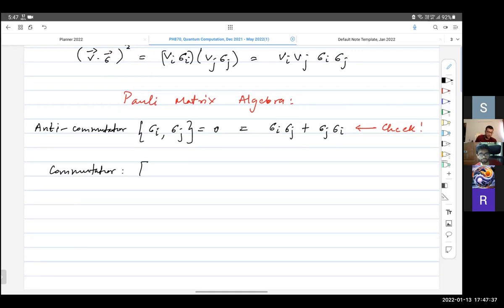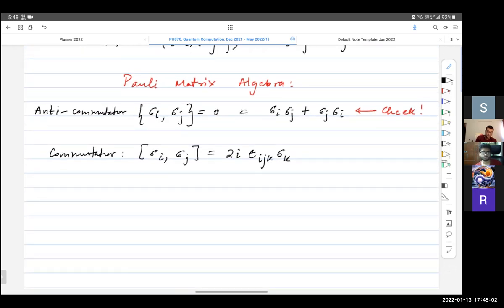Then we have the commutator. The commutator between any two matrices is represented by this square bracket. And the commutator between any two of these Pauli matrices is equal to another Pauli matrix. And I'll tell you what this symbol that I've just introduced means. Again, many of you probably know what this is. This is the totally anti-symmetric tensor.